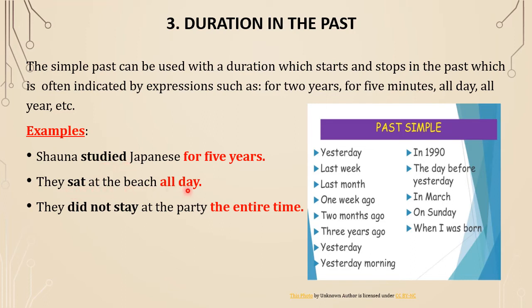They sat at the beach all day. All day is showing a duration in the past and the action which completed in the past. They did not stay at the party the entire time. The entire time is another smarter phrase which is showing the completion of the work in the past.